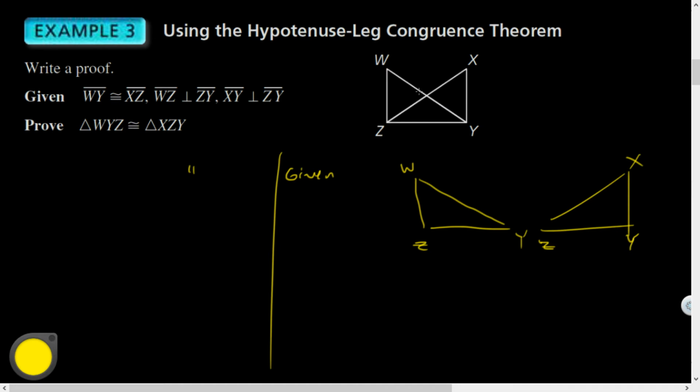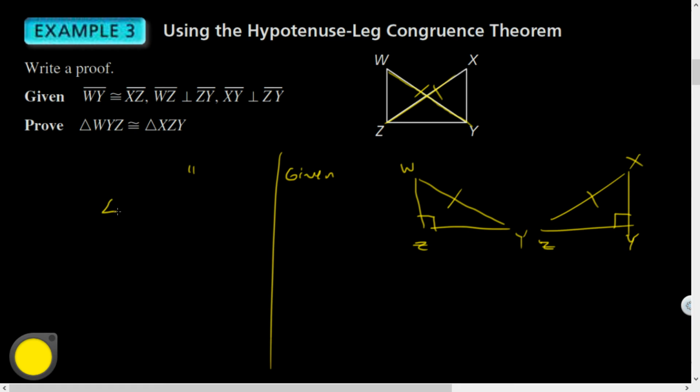So WY is congruent to XZ. All right, so I'm talking about the entire length across. Notice when I put my tick marks, by the way, I try to put them somewhere in the midpoint range of the side that I'm talking about. So there we go. I also know WZ is perpendicular to ZY. And XY is perpendicular to YZ. All right, you guys with me so far? You guys like the multiple drawings?